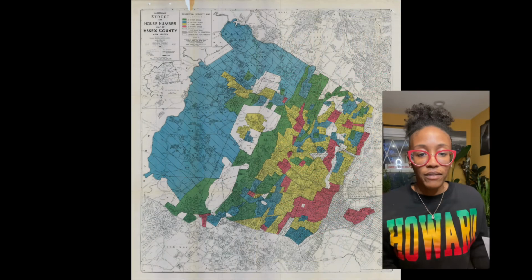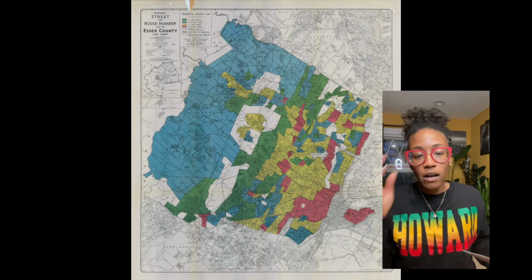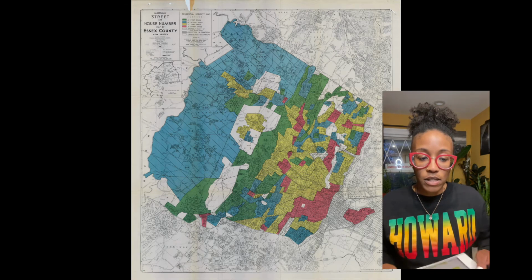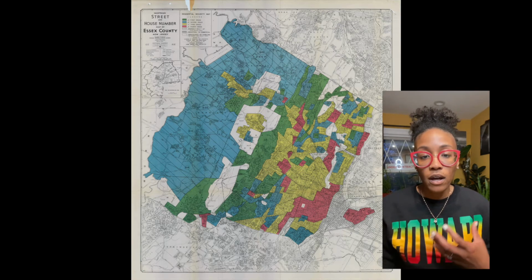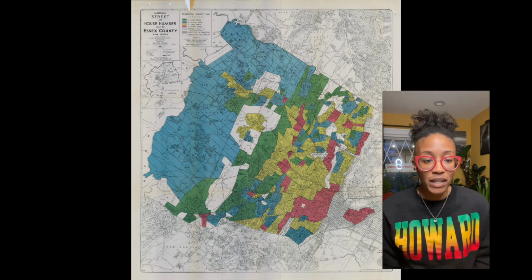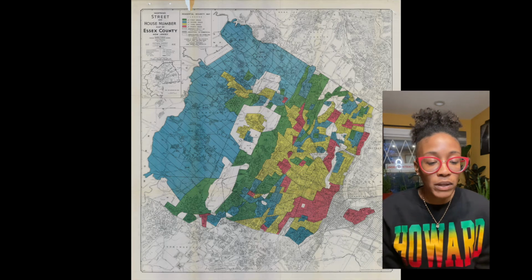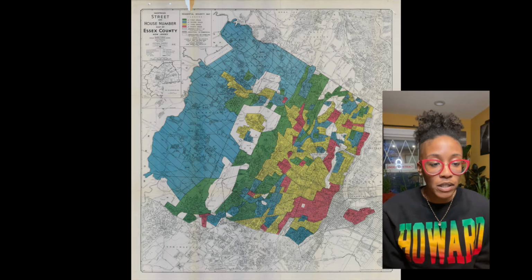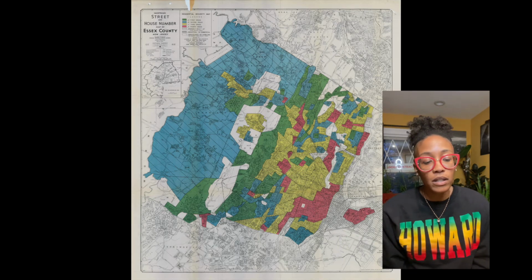So I have here a map of Essex County. Now I mostly work Union and Essex County, so I pulled a couple clips so that if you're working with me, you understand the history of where we live. The green and blue, again, were the best neighborhoods to live in, and then the yellow and red were the least desirable.